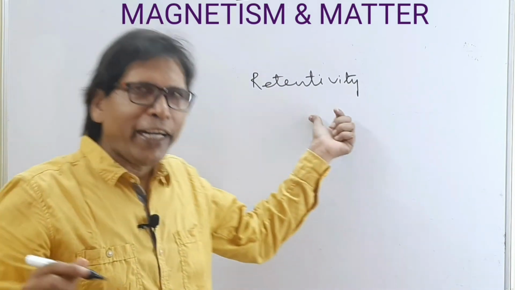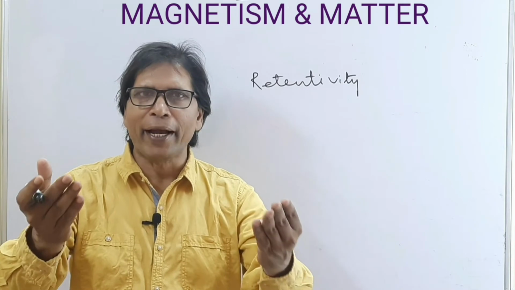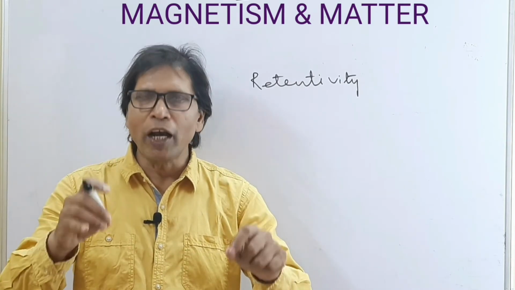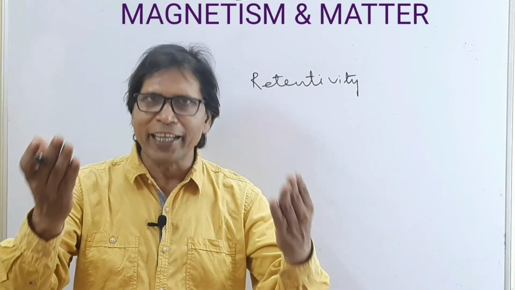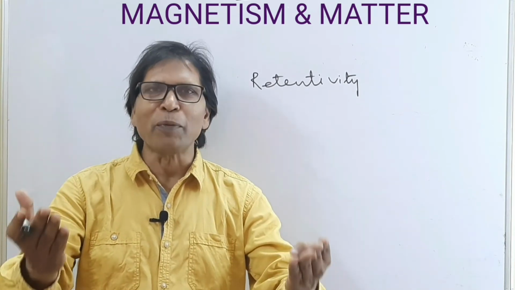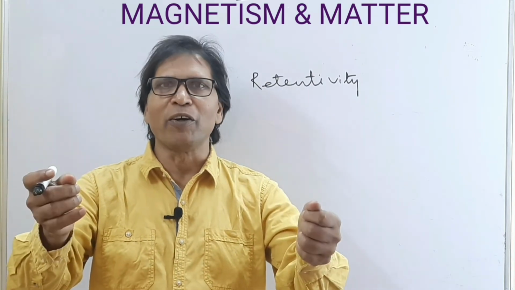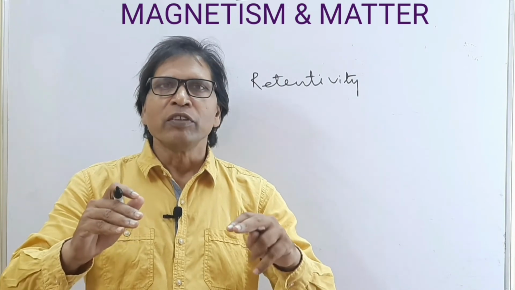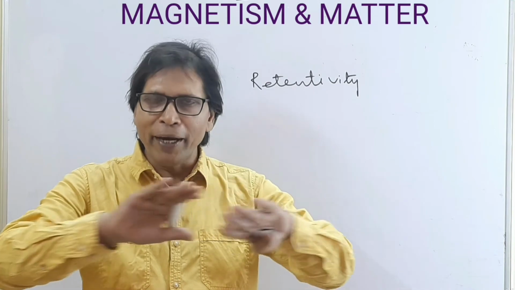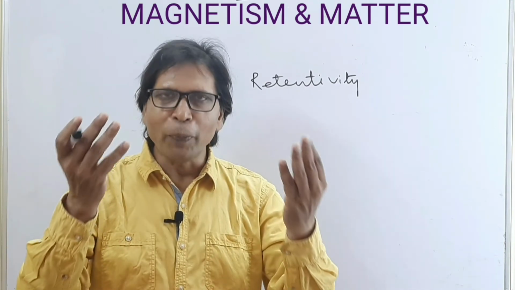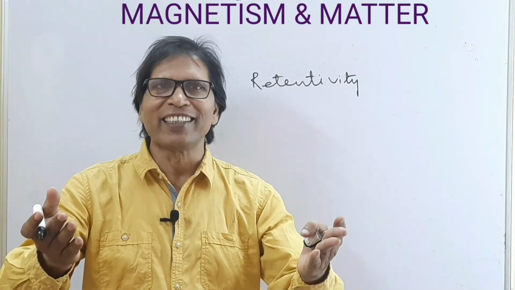Understood? Now retentivity. When a magnetic substance is removed from the magnetic field, the residual magnetism in the magnetic substance is called retentivity. The retentivity of steel is greater than the retentivity of soft iron. That is why steel is used to make permanent magnets and soft iron is used to manufacture the electromagnet.